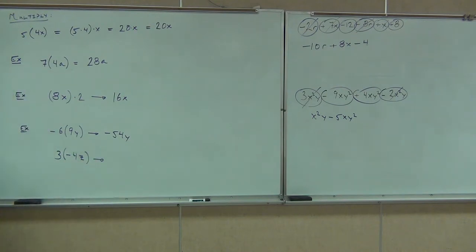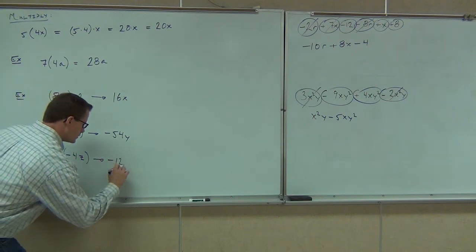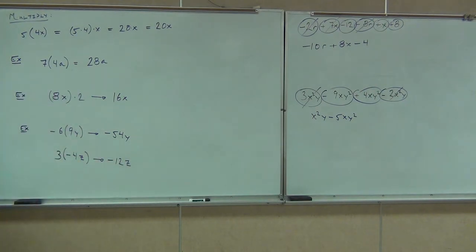How about 3 times negative 4z? How much is that going to be? Can you tell me? 12. You're going to get 12z. Okay. Definitely have the negative, though. Make sure we get that.